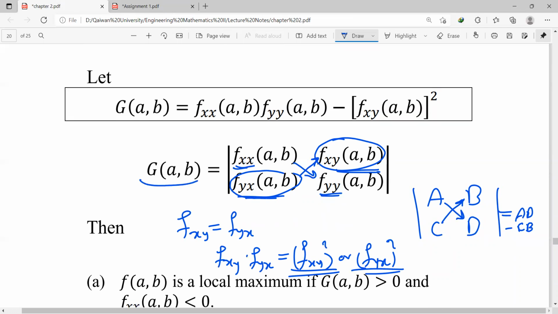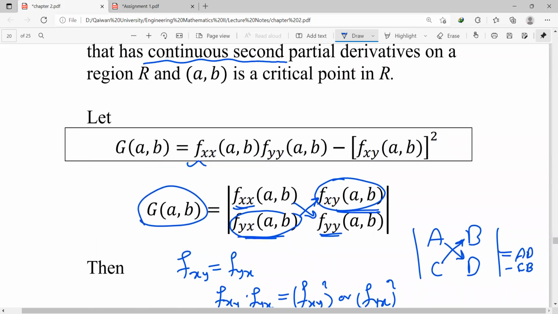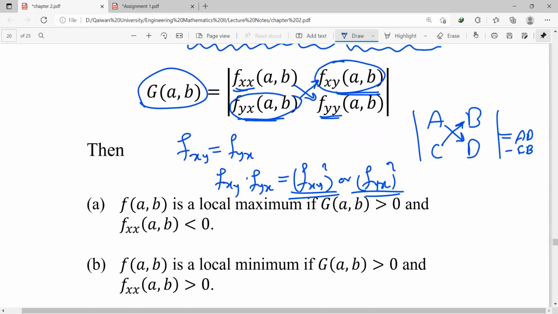To find g, G is f sub xx times f sub yy at the point minus f sub xy squared at the point. This is g of (a, b). And then we decide from the value of g, whether it's positive, negative, or 0, to determine whether the point is a maximum or minimum.